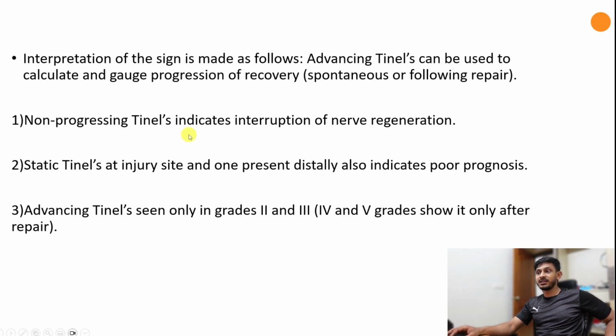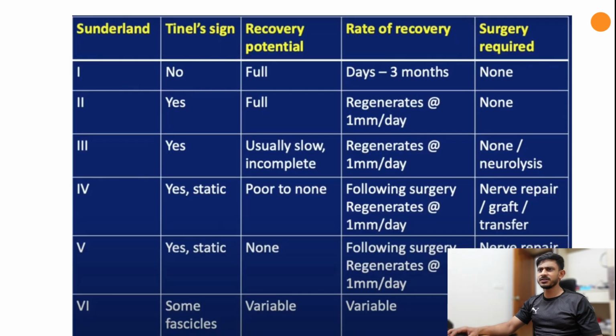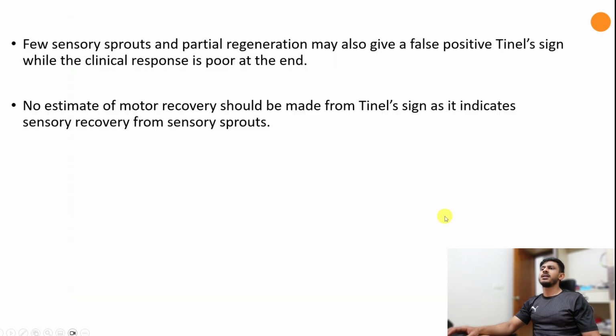Advancing Tinel sign is seen only in grades 2 and sometimes 3 because the axons regenerate and they have a clear path to reach from proximally to distally. So we see advancing Tinel sign. So this is a master chart showing the same thing. You can see recovery potential is full in Sunderland's grade 1 and 2. 3 is slow, sometimes it recovers fully, sometimes it doesn't. And 4 and 5 is poor to none, almost. Okay. And so no estimate of motor recovery should be made from Tinel sign, which indicates sensory recovery only from sensory sprouts. Okay. I hope Tinel sign is well understood.